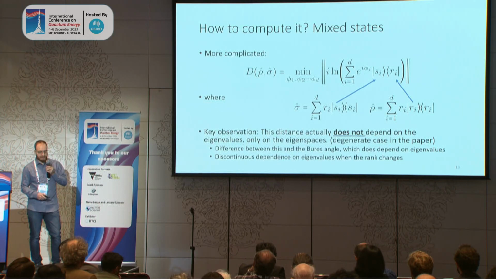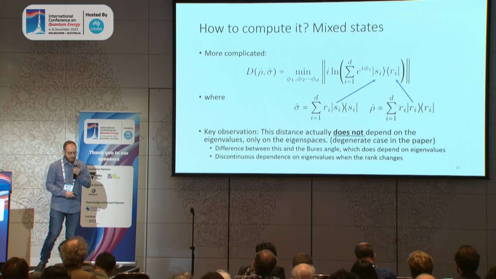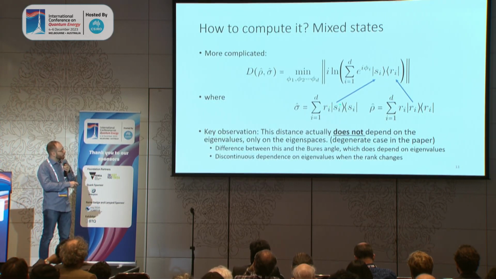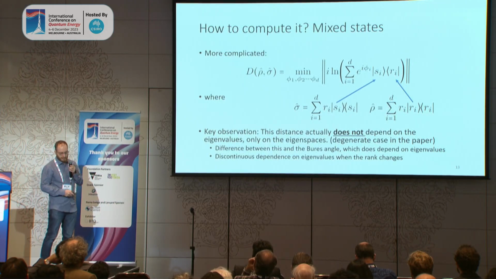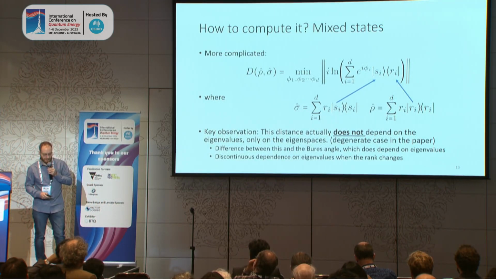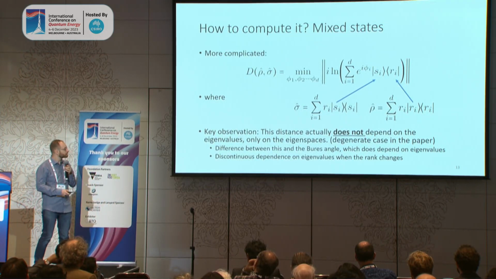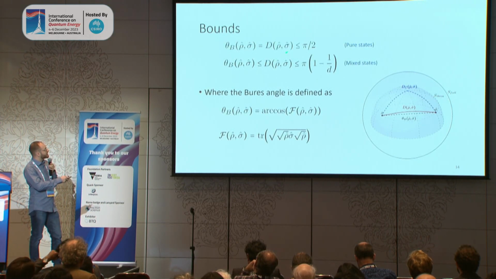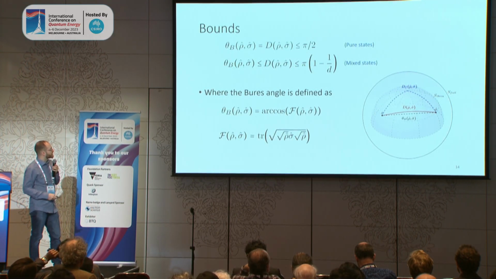And interestingly, it depends on the eigenvalues only discontinuously. It's only when one of those subspaces becomes degenerate that the charging distance jumps. We have some bounds. For pure states, the charging distance is equal to the Bures angle, which is smaller than pi half. And for mixed states, it's bounded by pi, and it's bigger than the Bures angle.